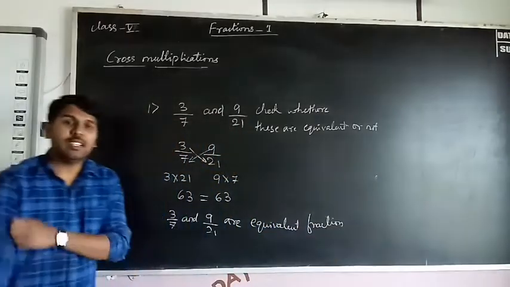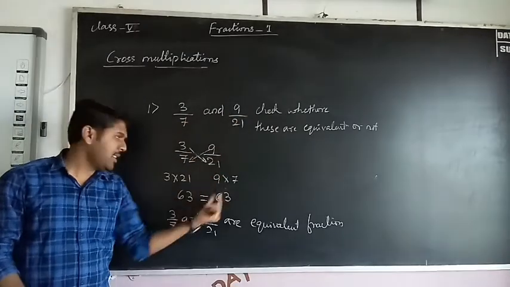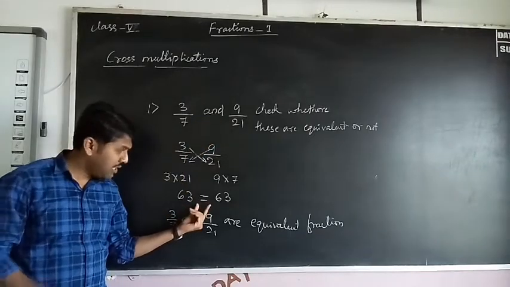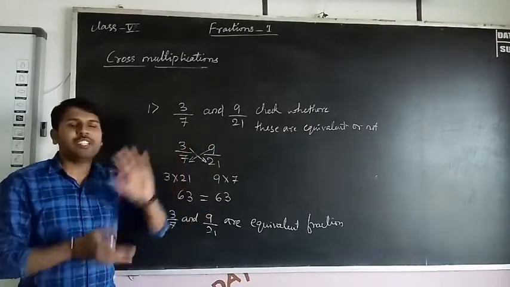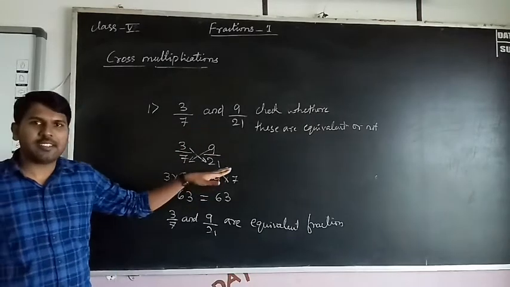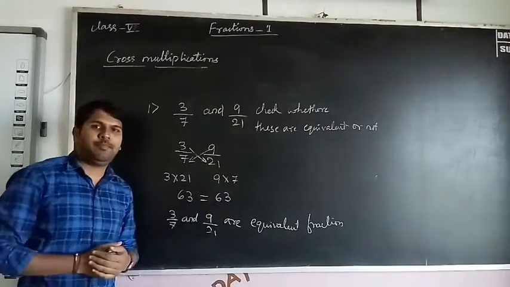How to check it? Just cross multiply. You will get the same answer. That means the fractions are equivalent. If you get different answers, that means the fractions are not equal fractions. But this one is the equal fraction, isn't it? Because the cross multiplication is the same.